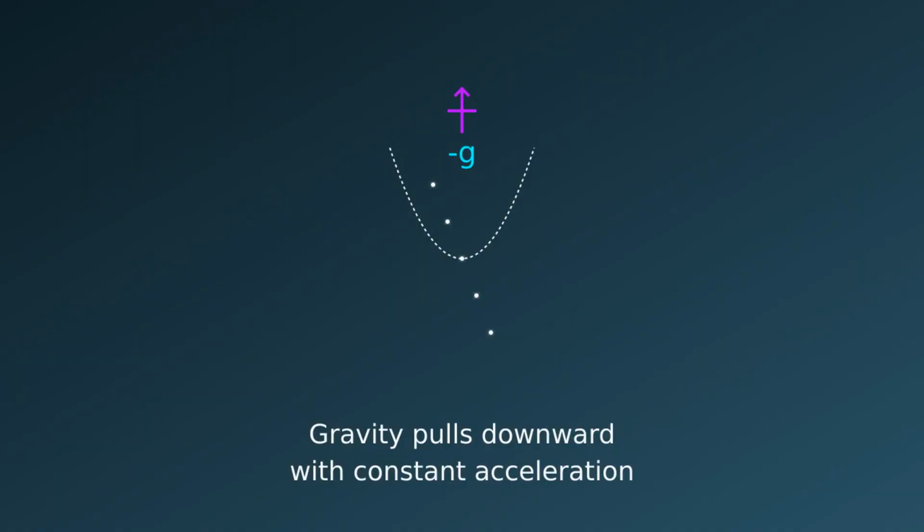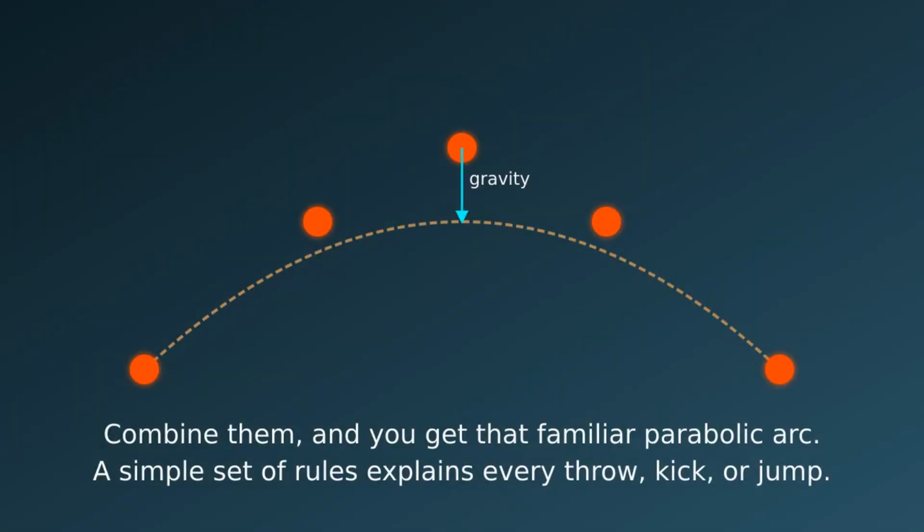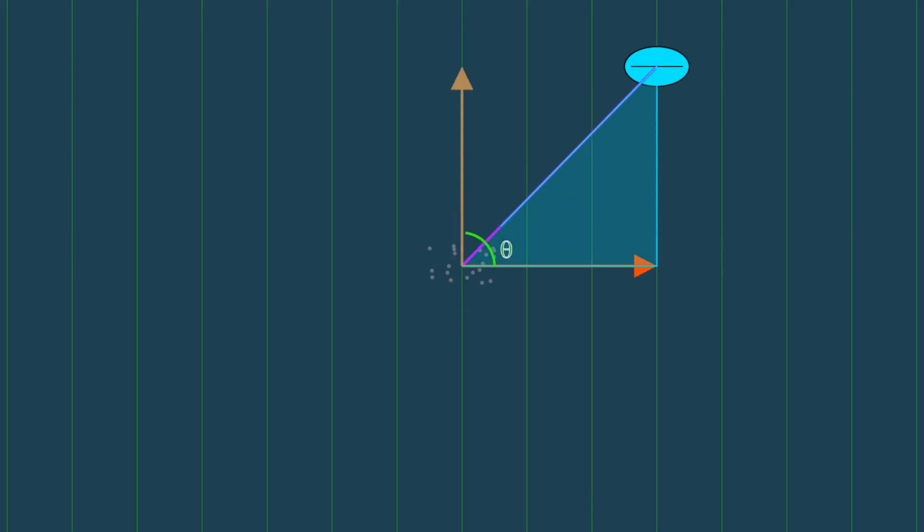Vertical acceleration is -g. Gravity pulls downward with constant acceleration. Combine them, and you get that familiar parabolic arc. A simple set of rules explains every throw, kick, or jump. Let's analyze one. A football is thrown at 20 meters per second, 45 degrees above horizontal.